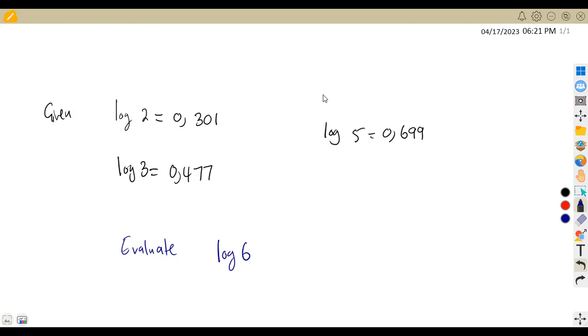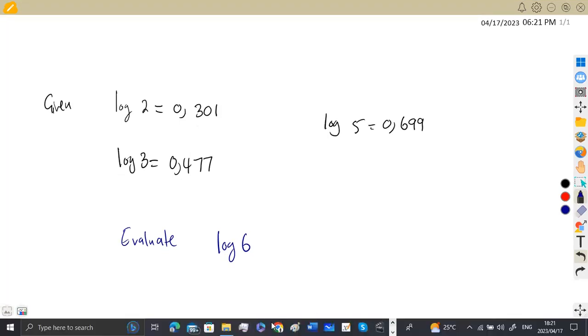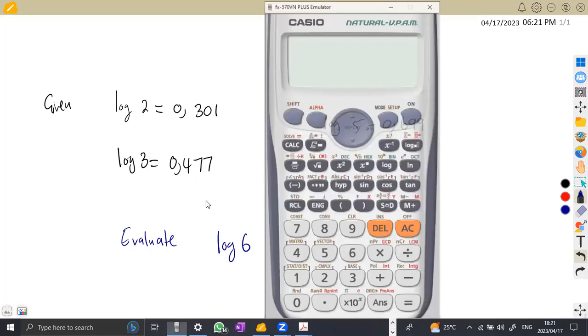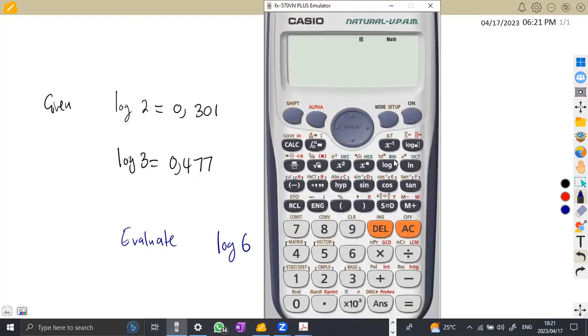If we are to take back from our calculator, we can simplify directly. Let's say I have my calculator here, log 6. I will obtain the answer 0.778.